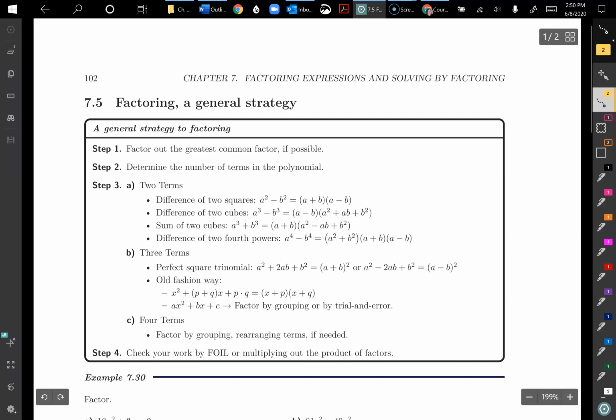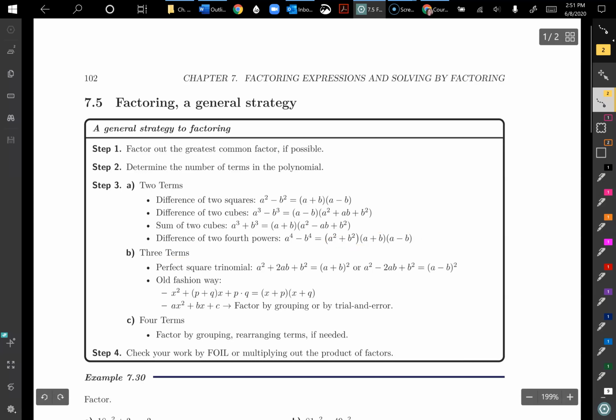So the first thing to look for is step 1, factor out the greatest common factor if possible. That's not always possible, but if it is, you want to do that first. It'll streamline things. I'll show you how to adjust if you missed it though. Step 2, determine the number of terms in the polynomial. If you have 2 terms, you might look for the difference of 2 squares and then keep factoring. Again, we're going to skip these two. Difference of 2 fourth powers, you might look for that.